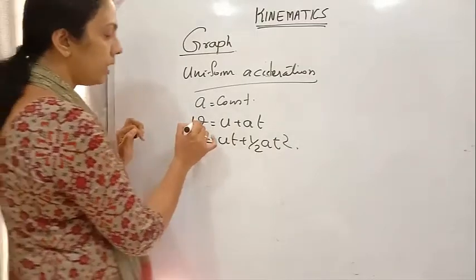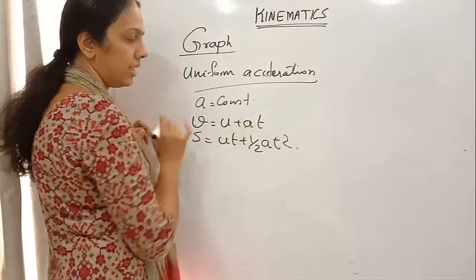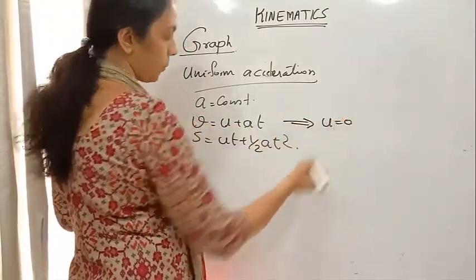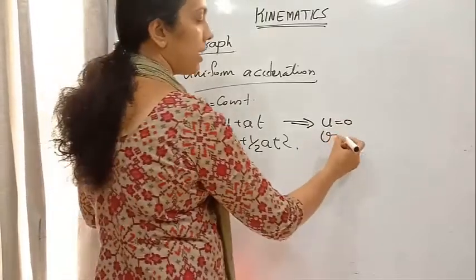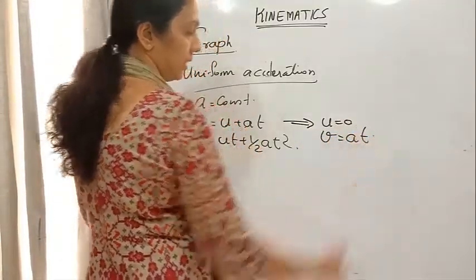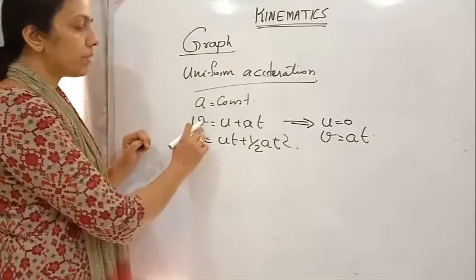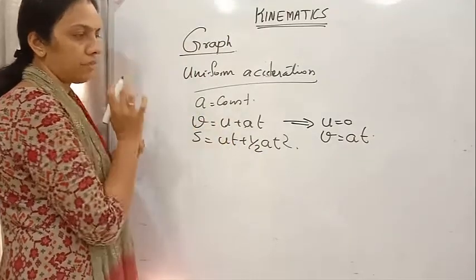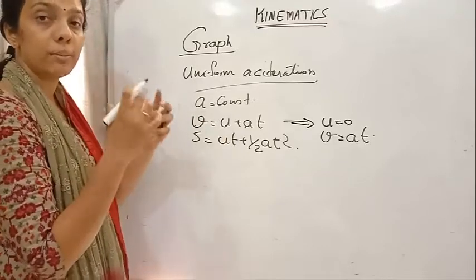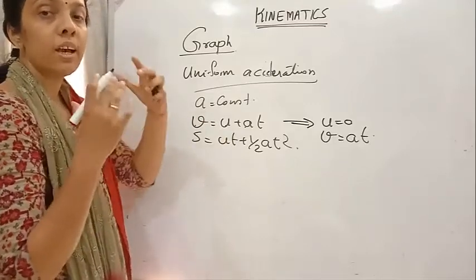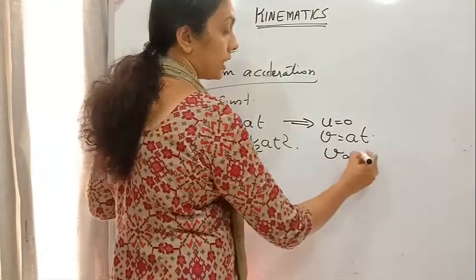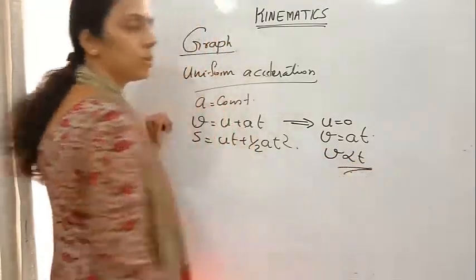So here we have v, u, a, t. Suppose the initial velocity is equal to 0, then what will v be? v is equal to at. But if the initial velocity is not equal to 0, then in the velocity time graph, how will it look if the object is under uniform acceleration? Under uniform acceleration, velocity is proportional to time.